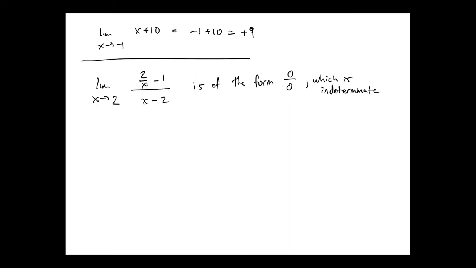So we can't just plug in. The only tool that we have at our disposal, therefore, is some algebra. So let's start algebraing here. What options do we have on the table? There's nothing we can factor. That's unfortunate, but we can do something else. What's a good idea?